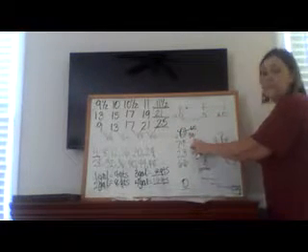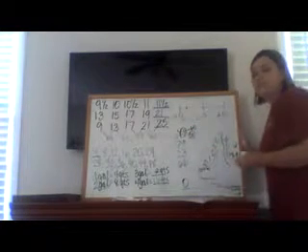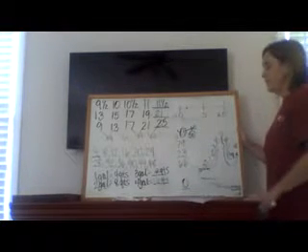So if I round down, 52 rounded to the nearest 10 is 50. 52 is near 50. 52 is close to 50. 52 is almost the same as 50.